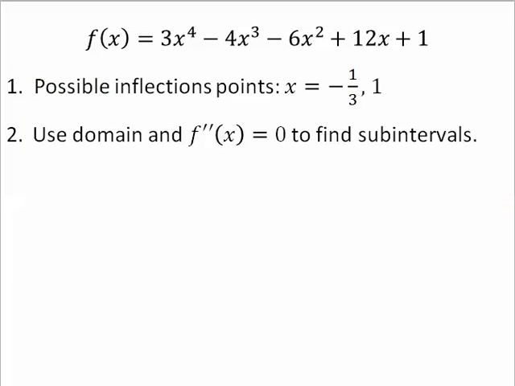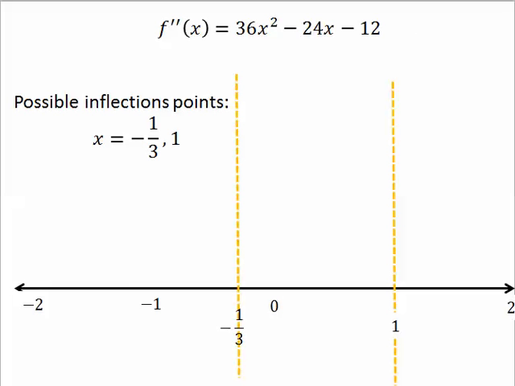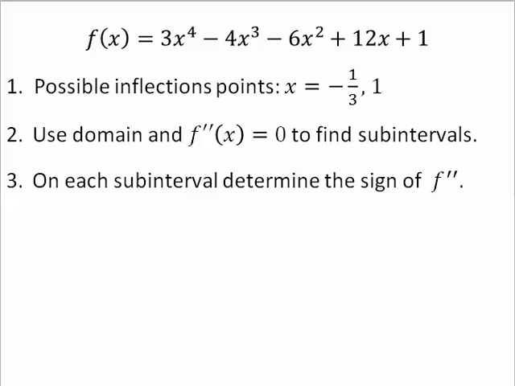After I find my possible inflection points, I use the domain and those possible inflection points to find subintervals. Well, the domain of a polynomial is all real numbers. So I take the number line and I break it up using my possible inflection points. After I do that, I check each subinterval for the sign of f double prime. So is f double prime positive or negative on each subinterval?